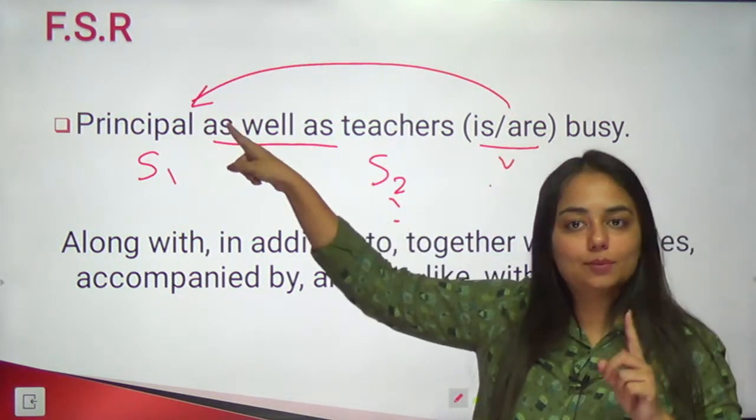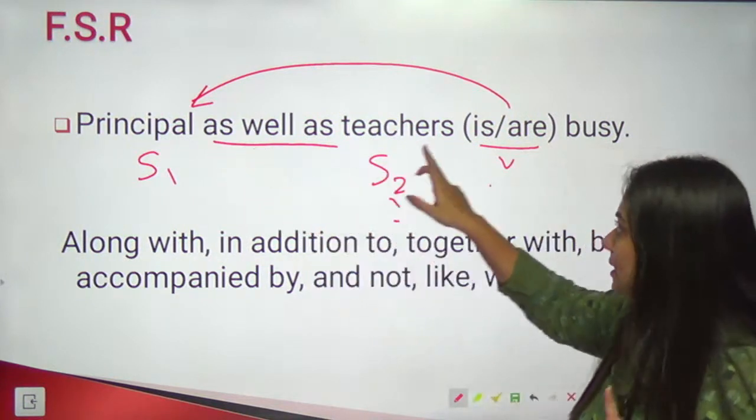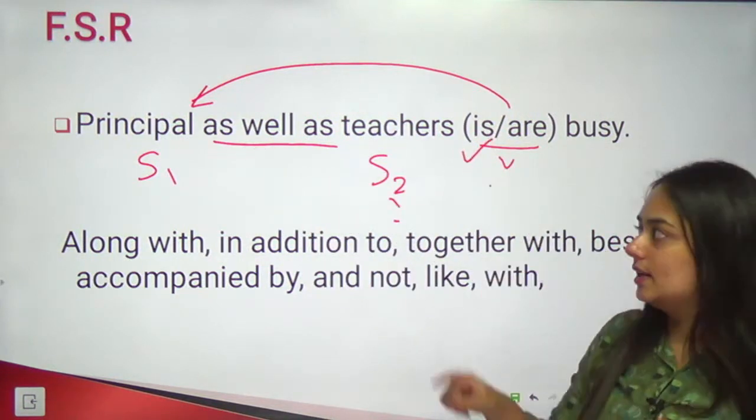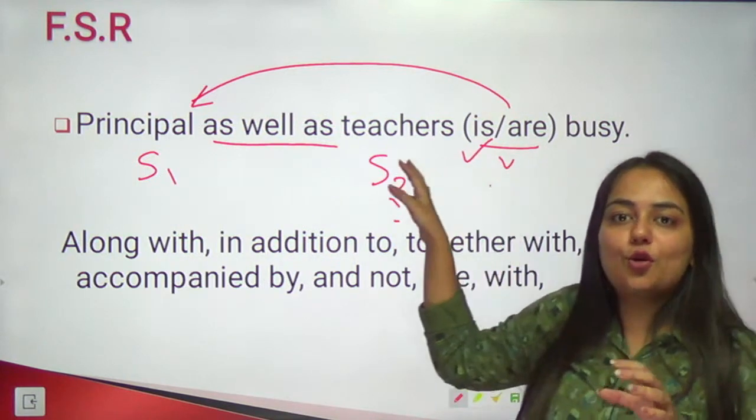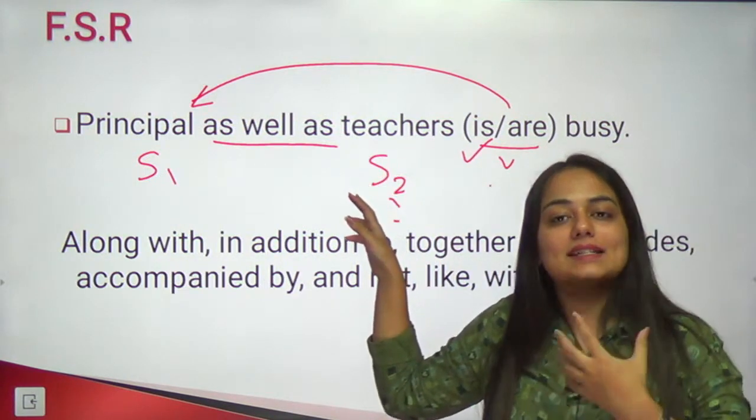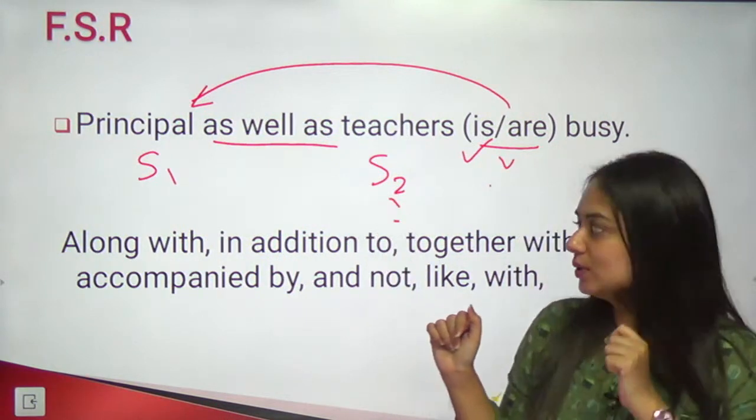Principal is far and principal is singular. That is the reason we will use "is" in this case. Principal as well as teachers is busy. So no matter what you've been learning and saying, this is the right form. This is the right rule.